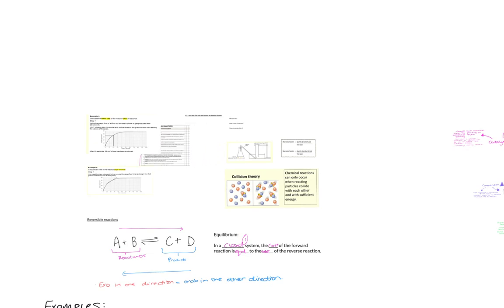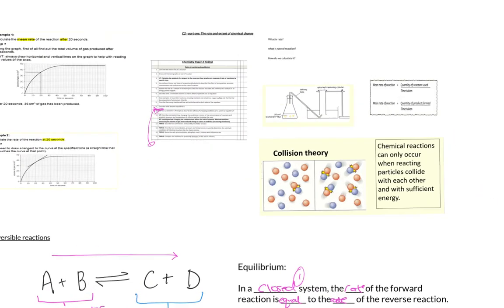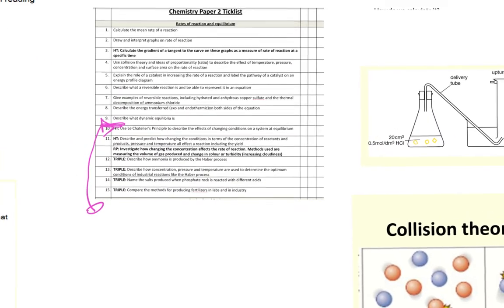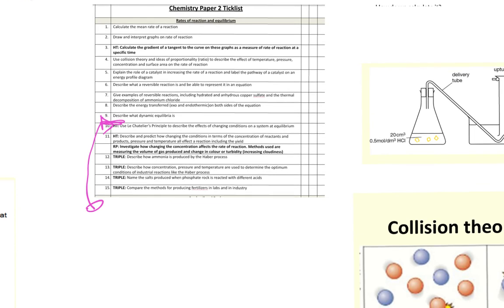So that's the end of this video. You have looked at the first half of this section, and in the next video we will talk about the higher tier Le Chatelier's principle, and we will talk about the triple content, which is the Haber process.